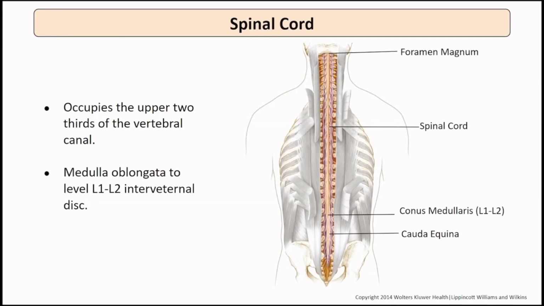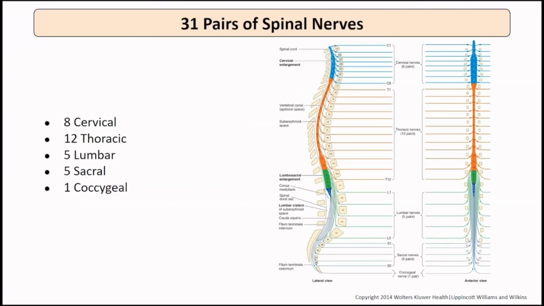Below the conus medullaris, the lumbar and sacral spinal nerves descend as the cauda equina. As it descends, the spinal cord gives rise to 31 pairs of spinal nerves which exit each side of the vertebral column through their corresponding intervertebral foramen. There are 8 pairs of cervical spinal nerves, 12 thoracic, 5 lumbar, 5 sacral, and 1 coccygeal. These spinal nerves become part of the peripheral nervous system.